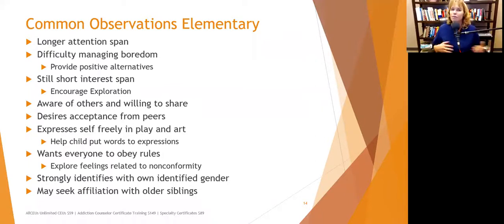The older sibling may not be quite as happy about this. So we want to help the elementary school child affiliate with friends their own age, but we also want to make sure that we have some sort of communication and time for that child to hang out with their older sibling, whether it's on Saturday afternoon or whatever. It doesn't have to be all the time, but it's going to feel like a huge rejection if your older sibling never wants to spend any time with you.